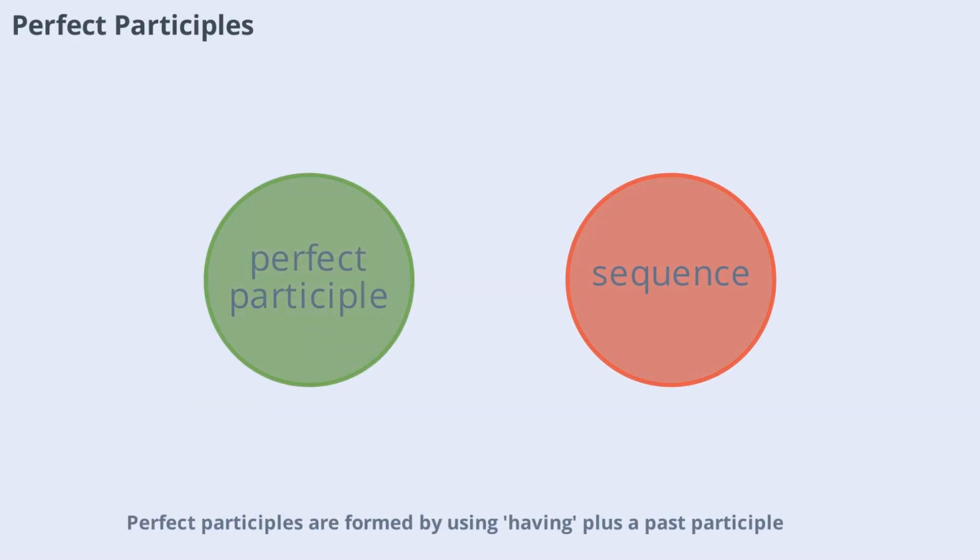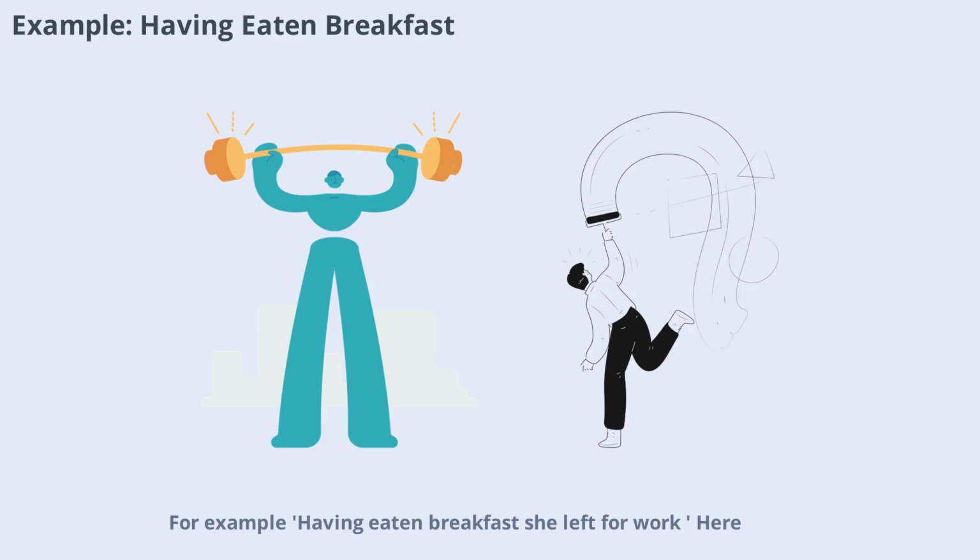Perfect participles are formed by using having plus a past participle, like having eaten. This structure shows that one action was completed before another began. It's a useful way to clarify the order of events in your writing. For example, having eaten breakfast, she left for work. Here, having eaten is a perfect participle phrase that explains what happened first.